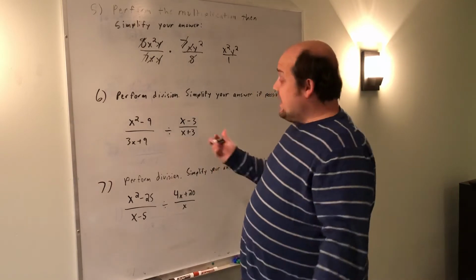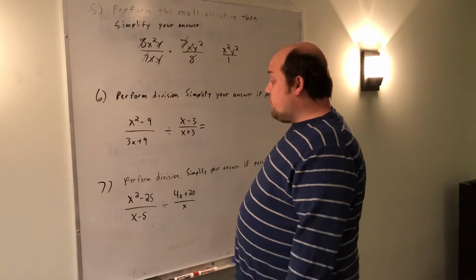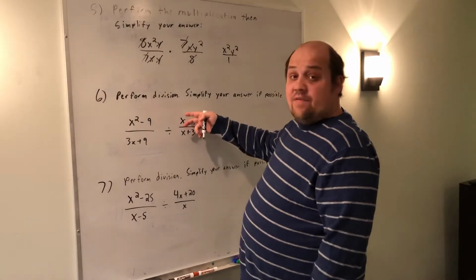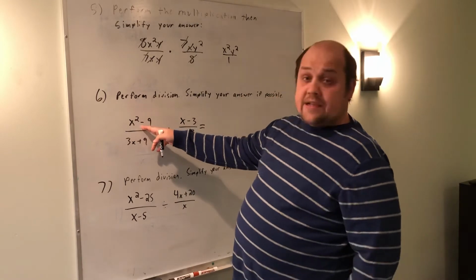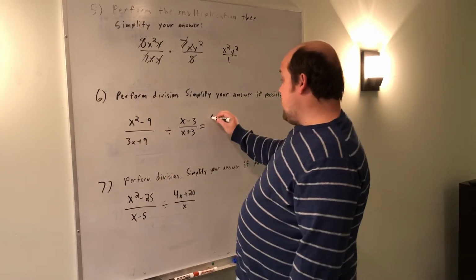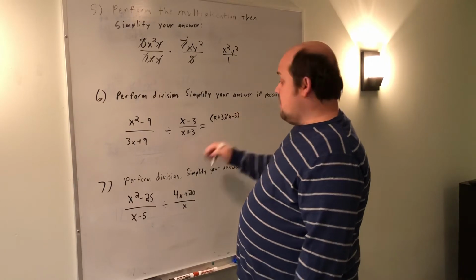For number 6, it asks me to do division. So that means really I want to do multiplication just with the second fraction flipped. I'm going to factor this as I go. x squared minus 9 is a difference of squares. It becomes x plus 3, x minus 3.